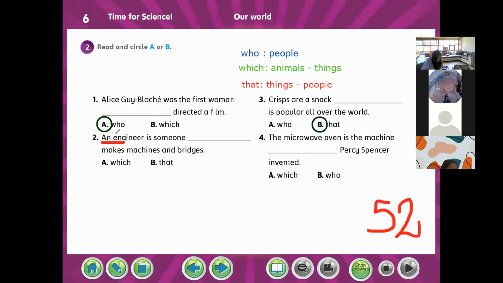Jose Carlos, an engineer is a person. Is that right, teacher? Thank you. Sebastian, to finish, number 4.